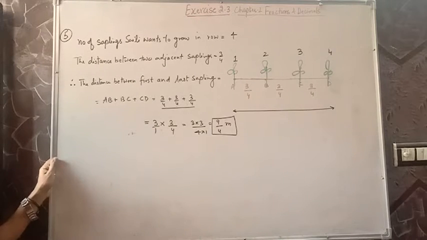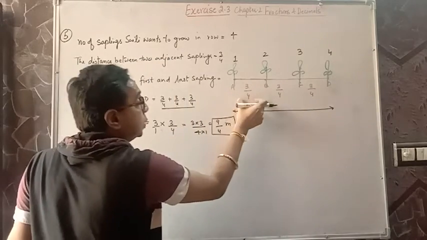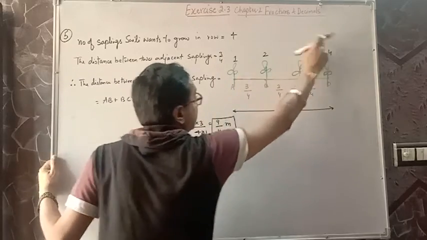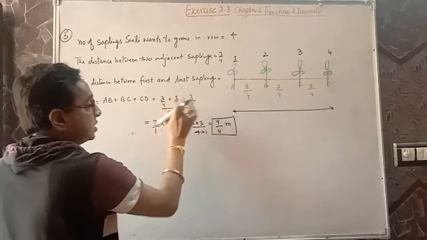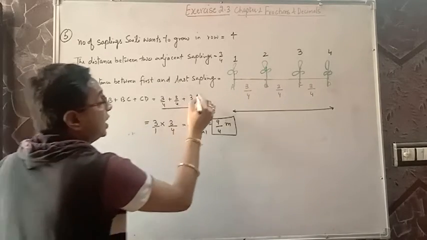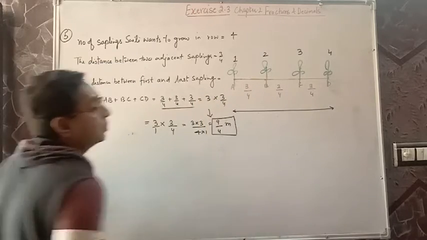Are we clear? Any doubt anyone is having in the question? So again I am repeating the question. We have been given 4 saplings and the distance between two adjacent saplings is 3 by 4. We have to find the distance between the first and last sapling. So what we will do? This distance plus this distance plus this distance. You know that repeated addition is nothing but multiplication. So we can write this as 3 into 3 by 4. On solving, you will get 9 by 4.